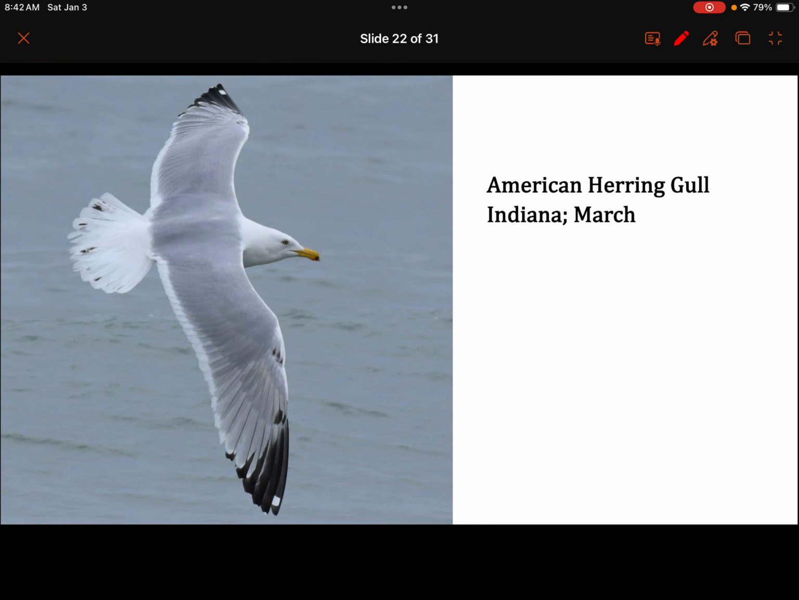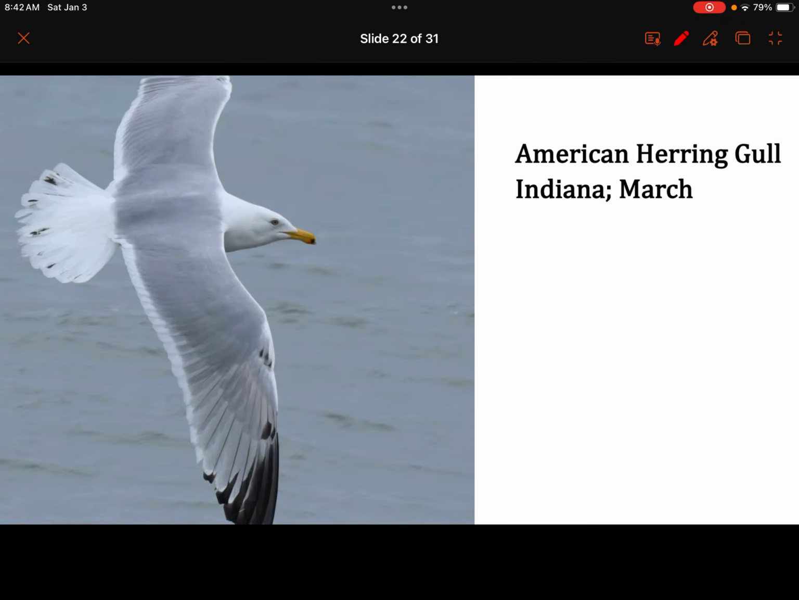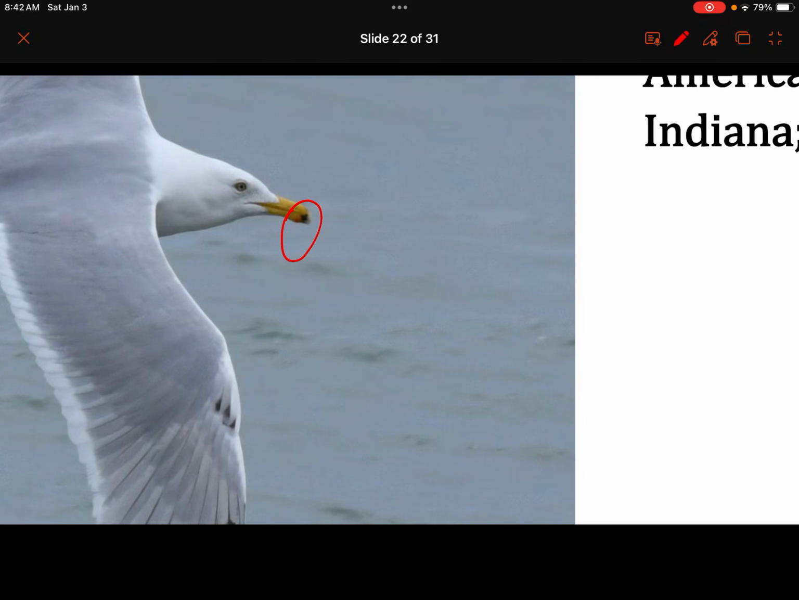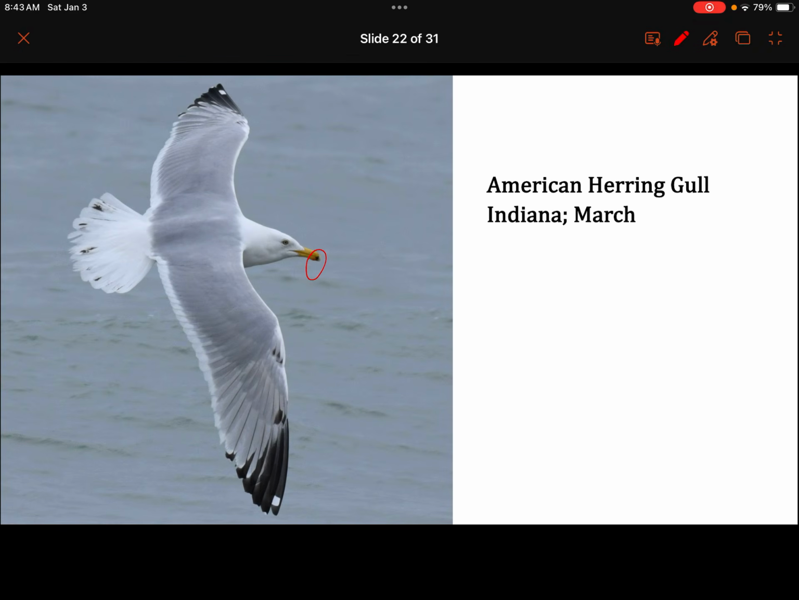American herring gull, Indiana, March, white-headed. The black on the bill tip is not unexpected at all in definitive adults, but it's the other features, like the markings on the alula, the primary coverts here, and even the markings on the tail band.